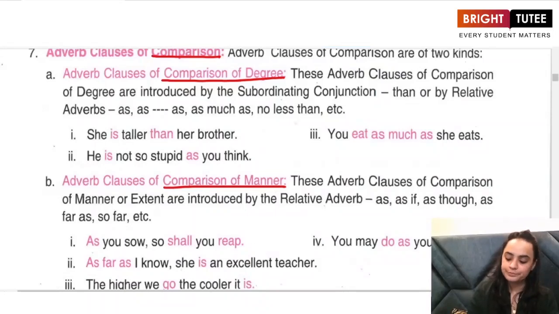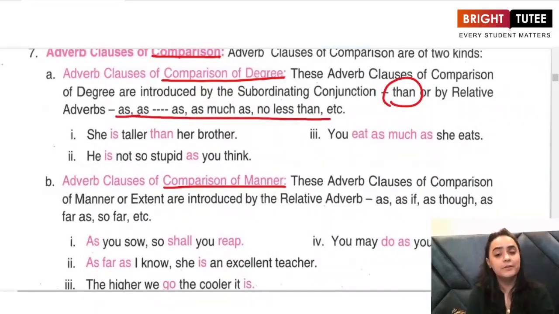We all know than, as, much as, no less than. These are the words that we usually use. We have all learnt about the degrees of comparison, right? Than, as tall as, no less tall than. So these are a few words that we use in case of the degrees of comparison. So same is the case here. We are going to use the same subordinating conjunctions.